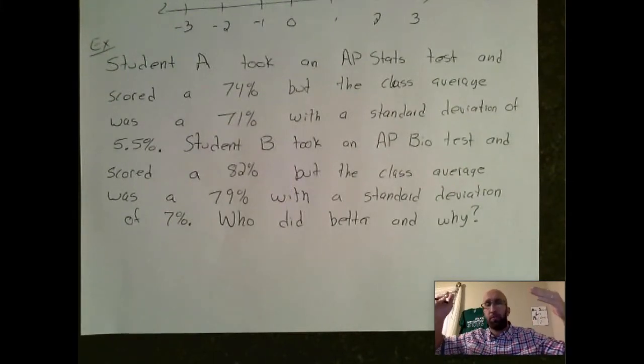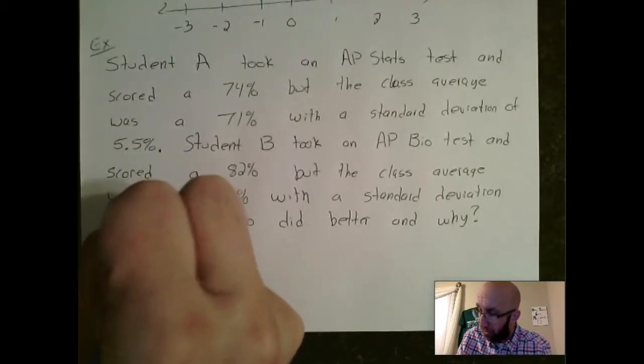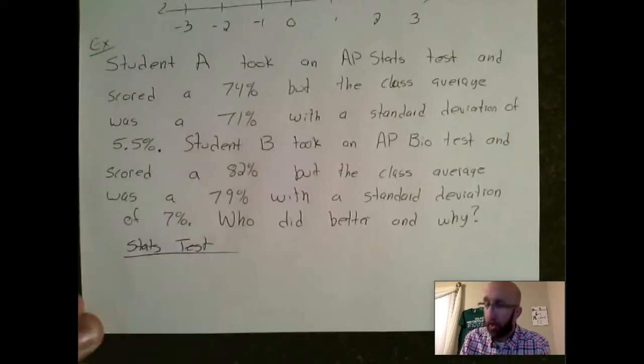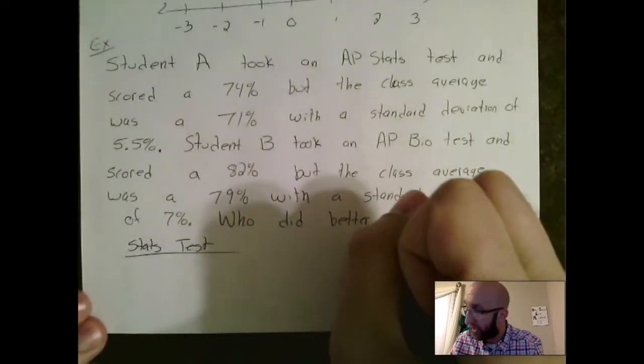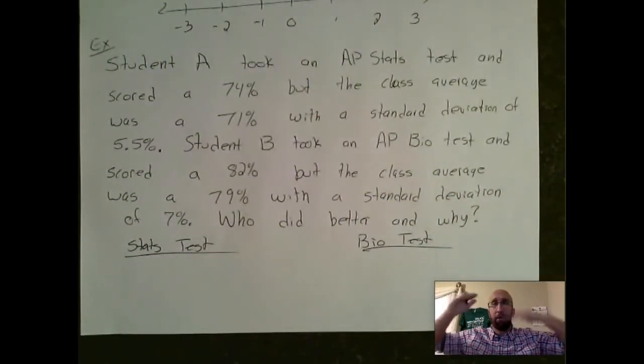So what we do is calculate z-scores, as long as things are approximately normal, to actually put them on the same level. I can calculate a z-score for the stats test, and then calculate a z-score for the bio test, and then we'll compare those two numbers and see how we did.